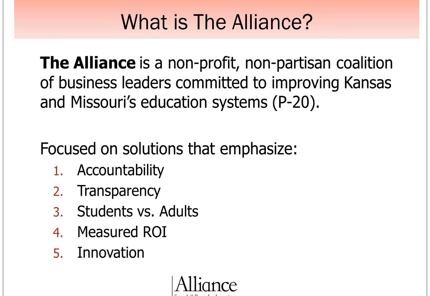These core principles, accountability, transparency, student centricity, measured ROI, and innovation, are not unlike the business principles that we care about as business leaders. These are the things that bring efficiencies in the business and, more importantly, efficacy in the scope of that business. To a large extent, we think those principles are pretty valuable as they relate to the delivery of education as well. I recognize that a lot of that is loaded with implication. I want to be clear about how the Alliance looks at it.